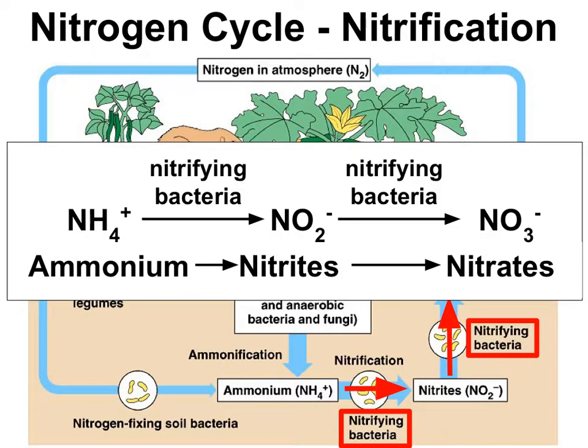Here's that two-step process represented as a chemical equation. Step one is ammonium being converted into nitrites. Step two is nitrites being converted into nitrates. Both steps are done by nitrifying bacteria.